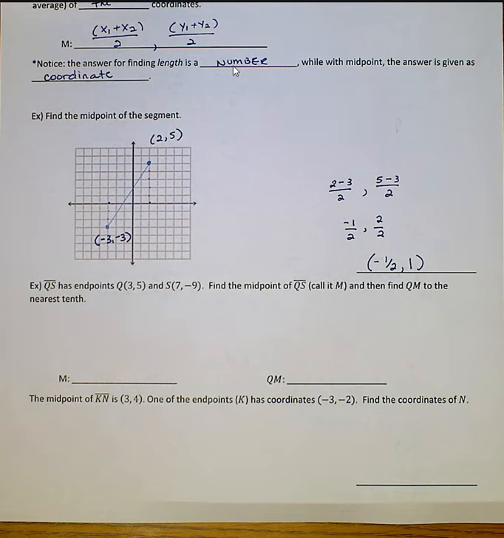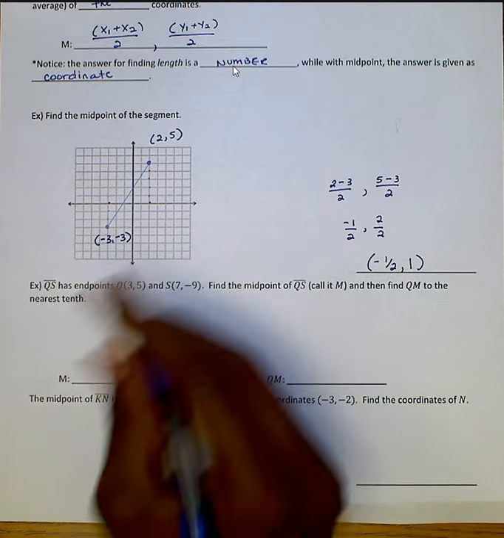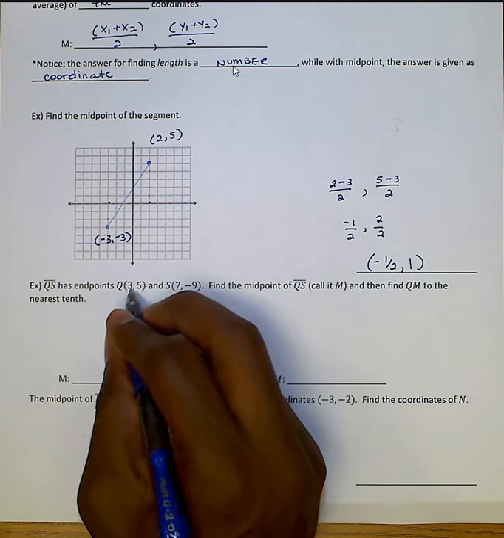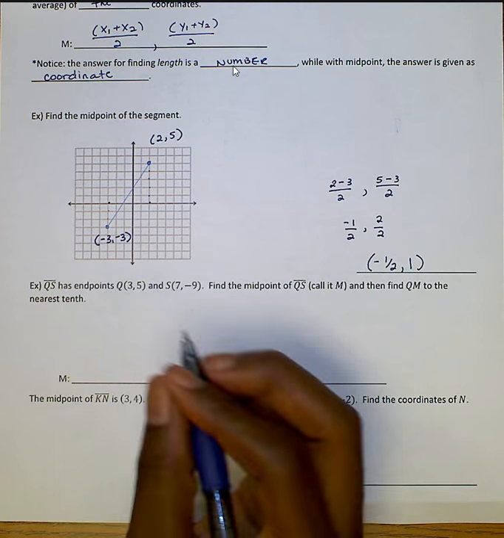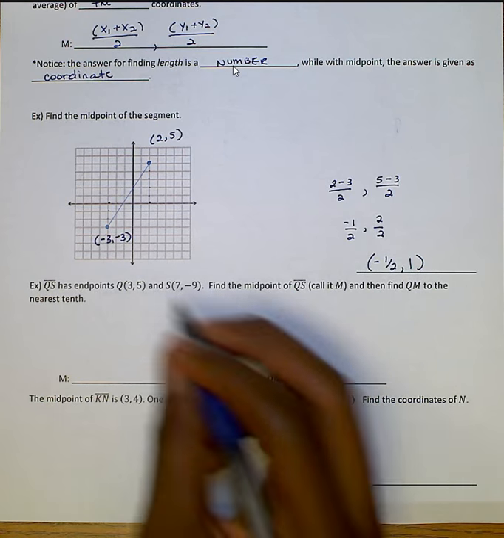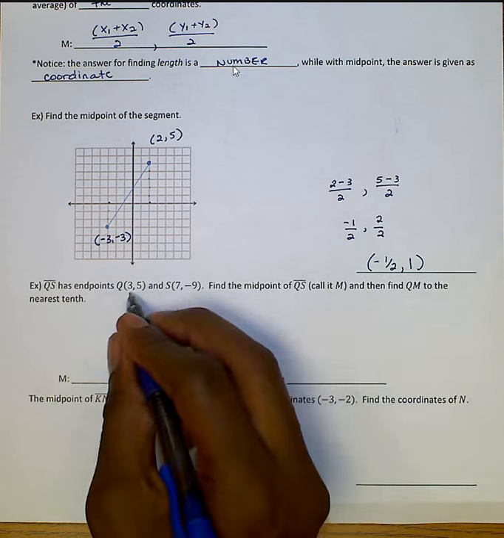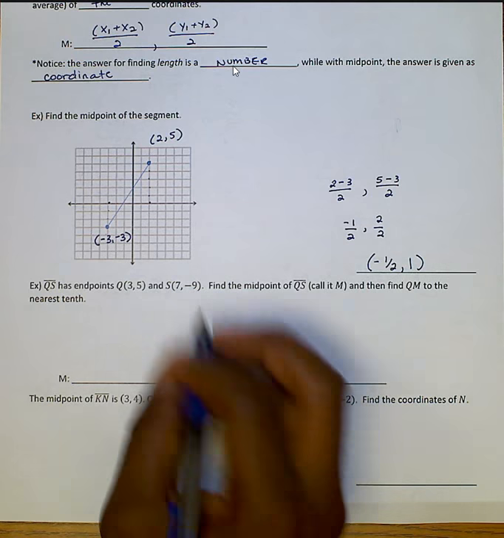Let's look at another type of problem we'll see with midpoints. It says QS has endpoints Q 3, 5 and S 7, 9. Find the midpoint of QS, call it M, and then find QM to the nearest tenth. Whoa, that's a big problem. So, we have QS at 3, 5. We could plot those points if we want to, but I will not. So we're finding the midpoint.